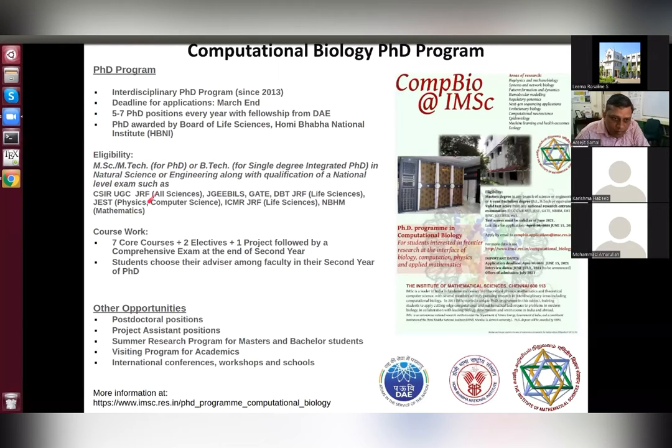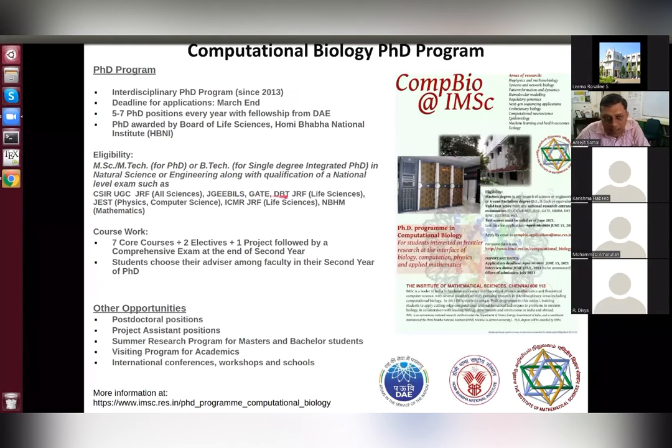The eligibility for our PhD program is a master's degree or a BTech in any of the natural sciences. In addition, you should have cleared one of the national level exams mentioned here: UGC CSIR NET, JGEEBILS, GATE, or DBT JRF. If you have cleared one of these exams and have a master's degree, or are expected to have one by August, when the PhD program usually starts, you can apply. If you're shortlisted, you will be called for an interview, and if selected, you will be given a PhD fellowship for 5 years. We typically give 5 to 7 positions every year.